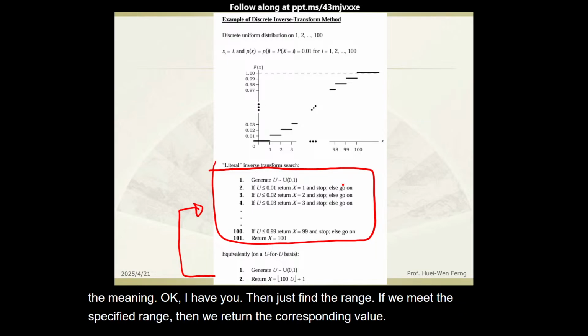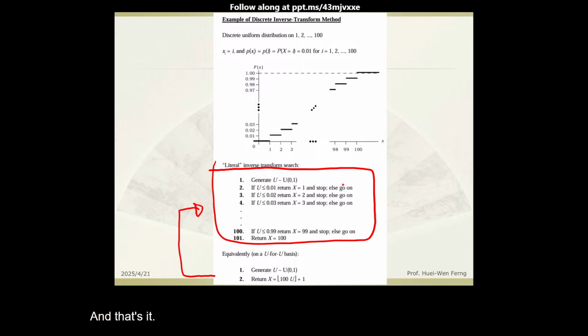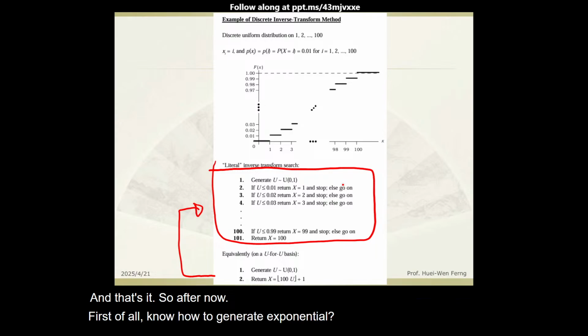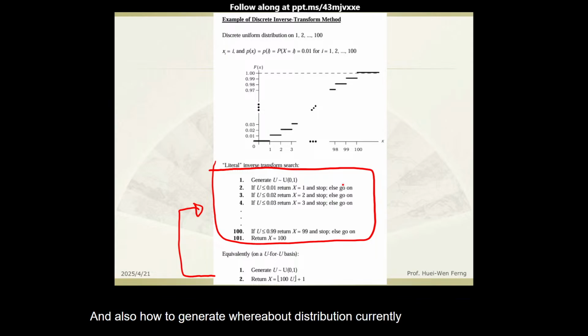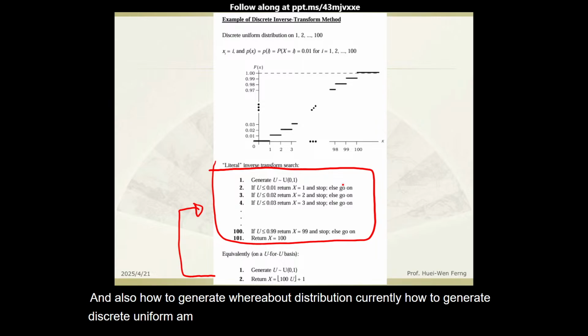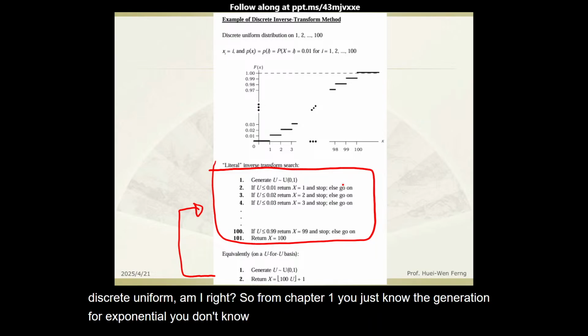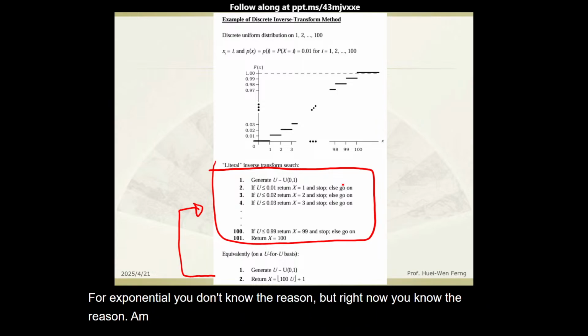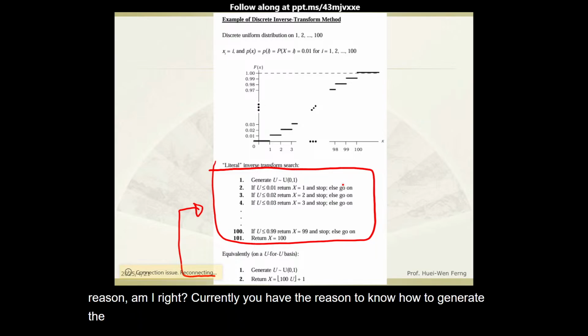And that's it. So up to now, first of all, you know how to generate exponential, and also you know how to generate Weibull distribution. Currently, you know how to generate discrete uniform. Am I right? From chapter 1, you just knew the generation for exponential. You didn't know the reason, but right now you know the reason. Currently, you have the reason to know how to generate the 3 types of random variables. So let us continue.